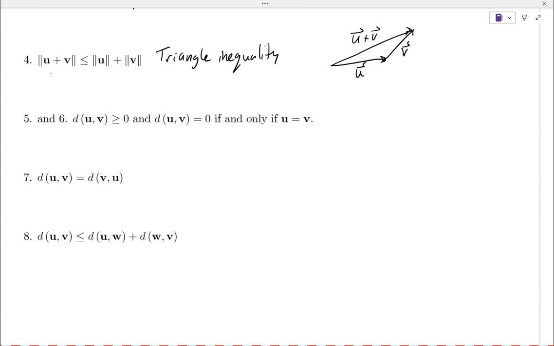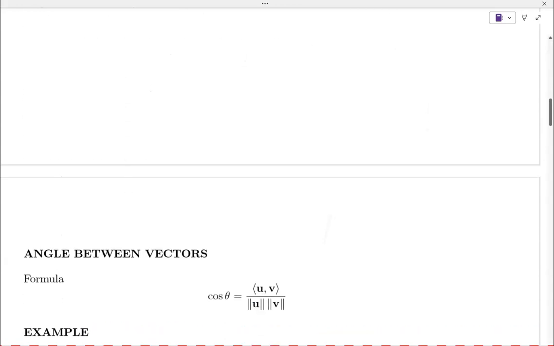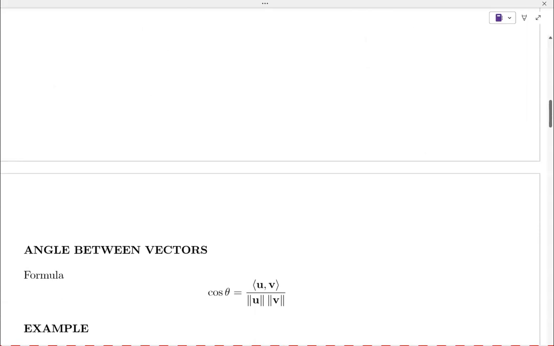And then we will get farther along and do the angle formula, which is what we talked about for the Cauchy-Schwarz inequality and why we cared.